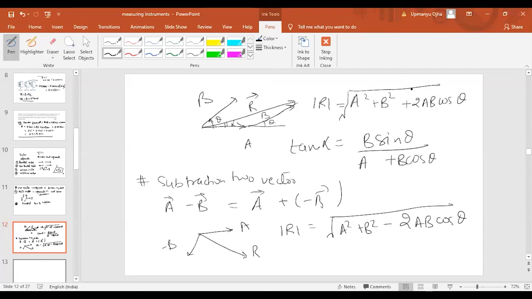Sorry, it is inside the whole square. It is not outside. Fine, it is inside the whole square.